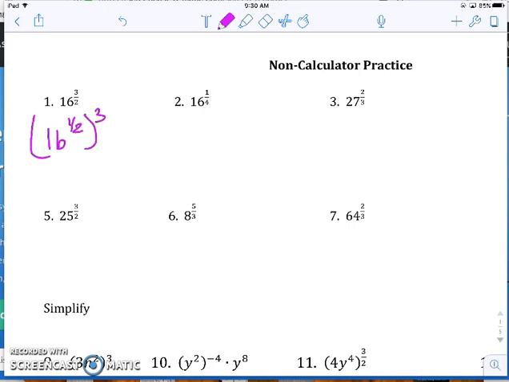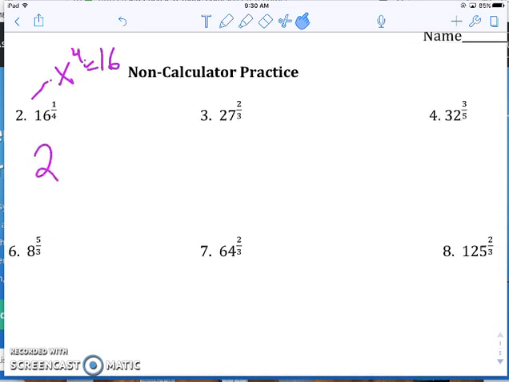So we pull out that denominator. 1/2 is the same as the square root. So this is really 4 cubed, which is 64. 16 to the 1/4, so we're thinking what number to the 4th power gives you 16? So that would be 2.